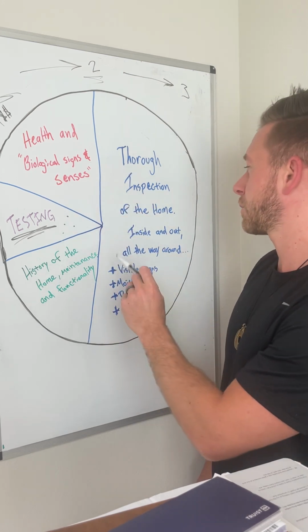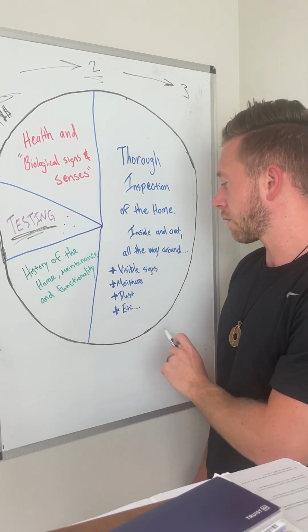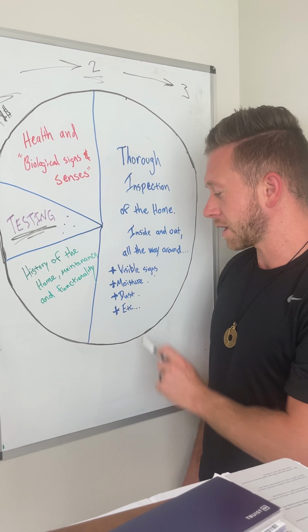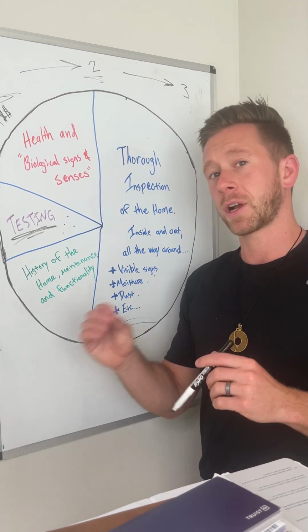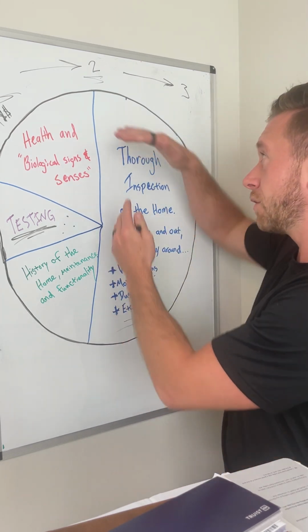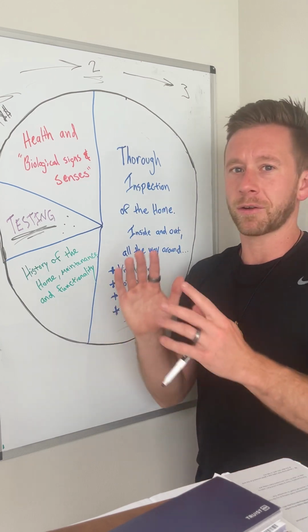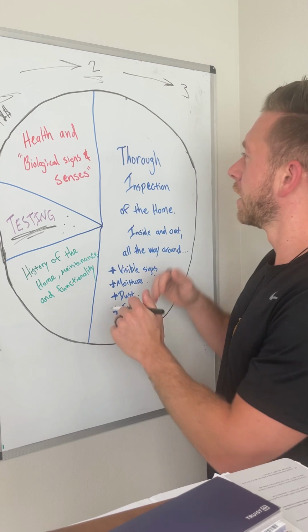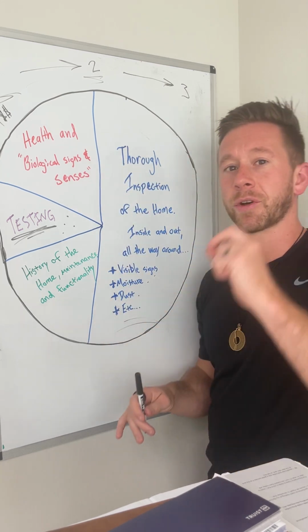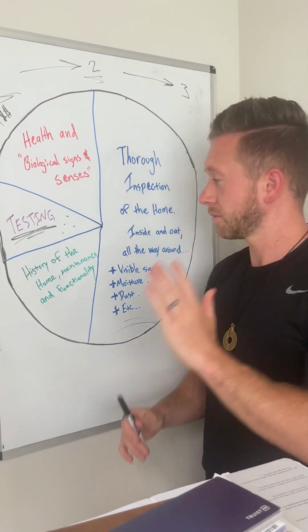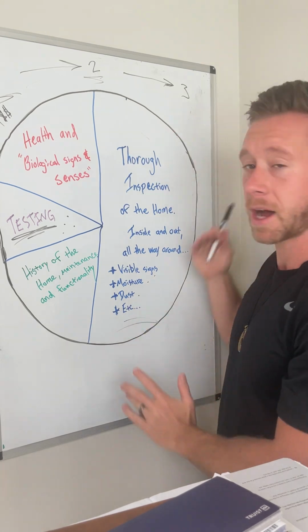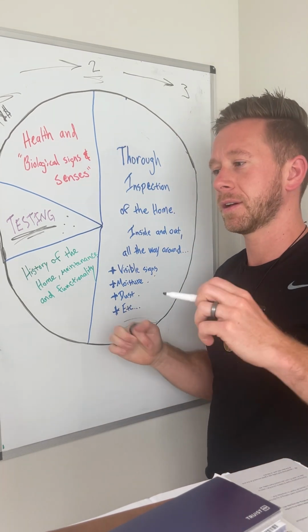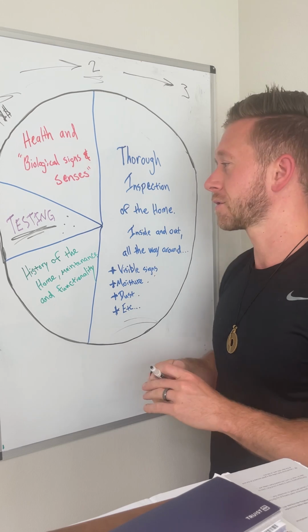I would say the thorough inspection of the home, inside and out, all the way around, checking for visible signs, moisture, dust content, and everything else that a trained eye would do, is going to give you this much information. And this is all hypothetical. This is all made up percentages, but I'm trying to make a point here. This process is going to give us the most information. That's all going to take time, depending on how big your house is and the square footage and things.